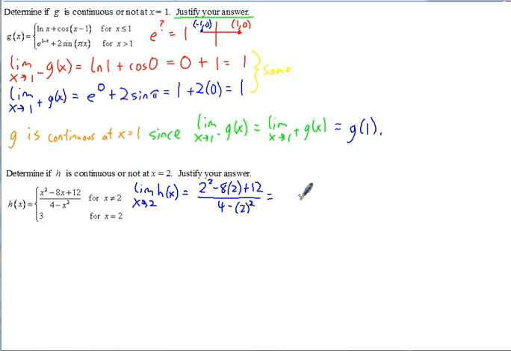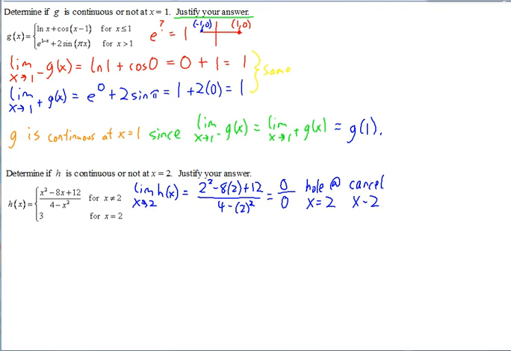So we have 4 plus 12 is 16, minus 16 is 0, over 4 minus 2 squared is 4, also gives you 0. So then in this case we have a hole at x equals 2. That means we need to cancel x minus 2. So to do that, let's go ahead and factor this.